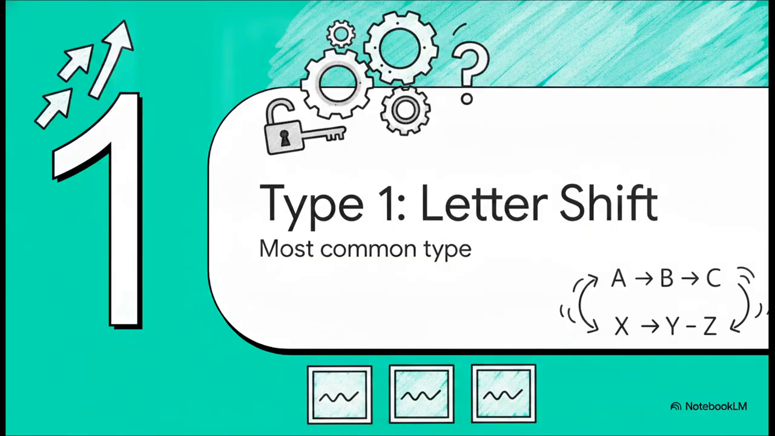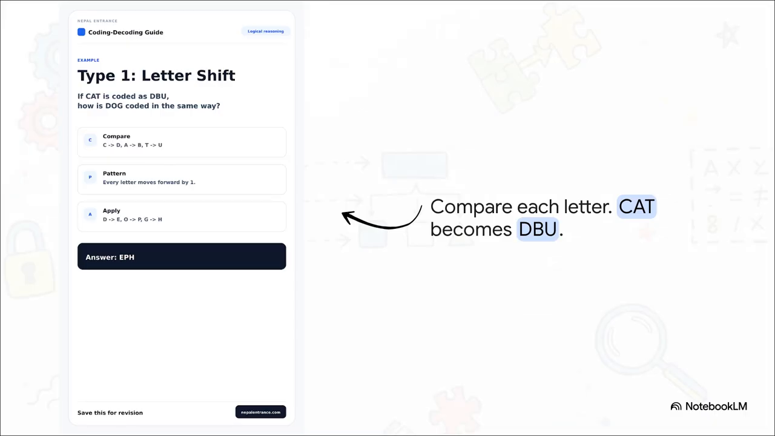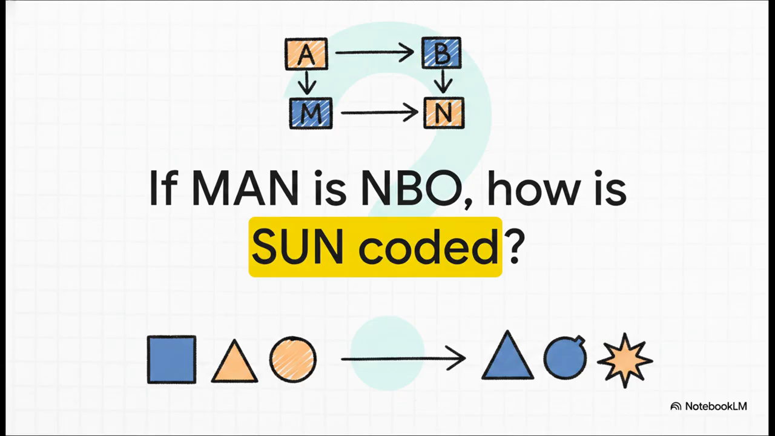All right, let's jump straight into type 1, the letter shift. Remember that earlier example? If CAT is coded as DBU, we need to compare each letter side by side. C moves forward one step in the alphabet to become D. A moves forward to become B. And T moves forward to become U. So the pattern is just moving every letter forward by one, which means to solve for DOG, we just apply that same +1 shift. D becomes E, O becomes P, and G becomes H. Boom! DOG becomes EPH.